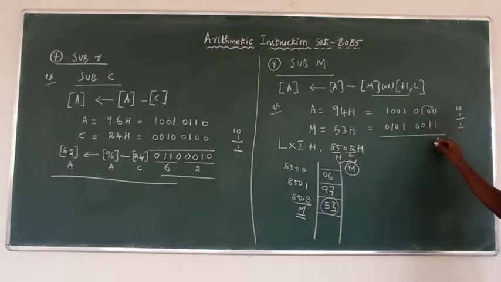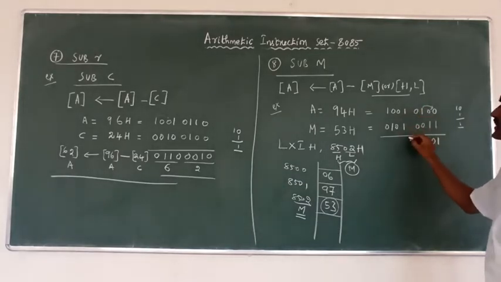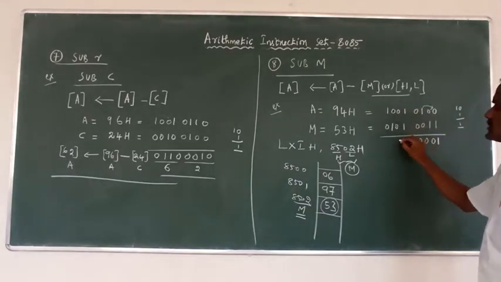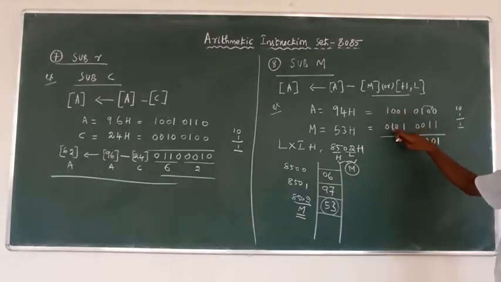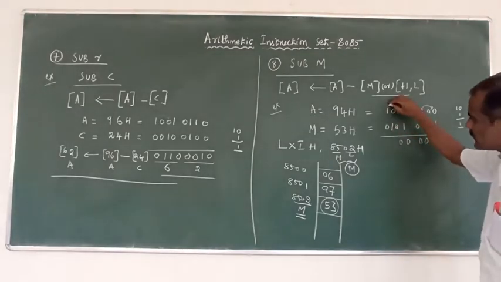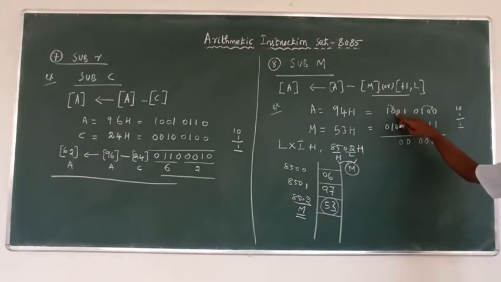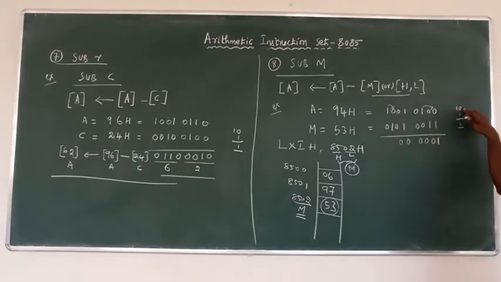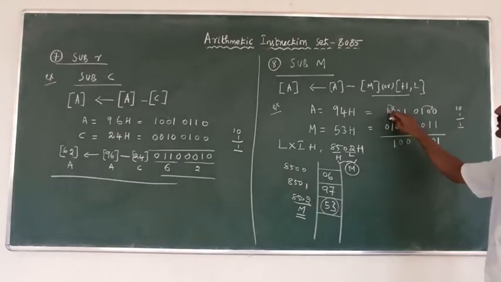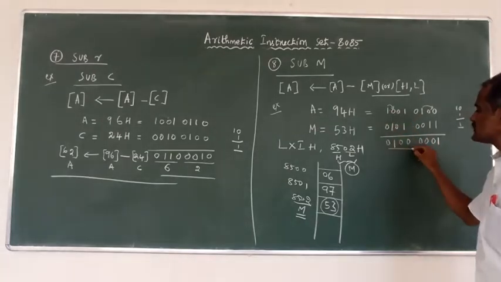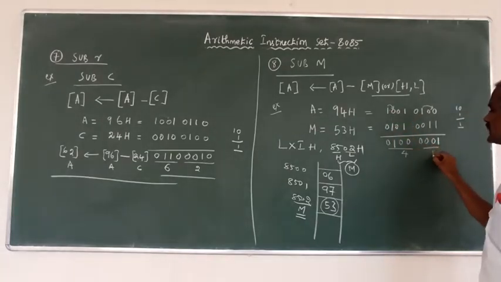Now this is to be considered as 1. 1 minus 1 is 0, and here 0 will be available. 0 minus 0 is 0. 0 minus 0 is 0. 1 minus 1 is 0. 0 minus 0 is 0. And 0 minus 1 we cannot subtract, so we get a borrow from here. Now this is to be considered as 10. 10 means 2. 2 minus 1 is 1. And here 0, 0 minus 0 is 0. This is for 4 and this is for 1.